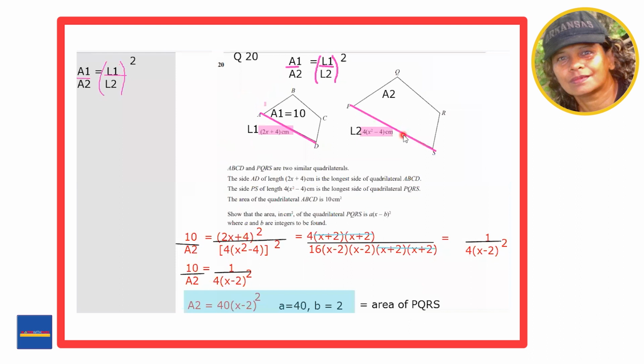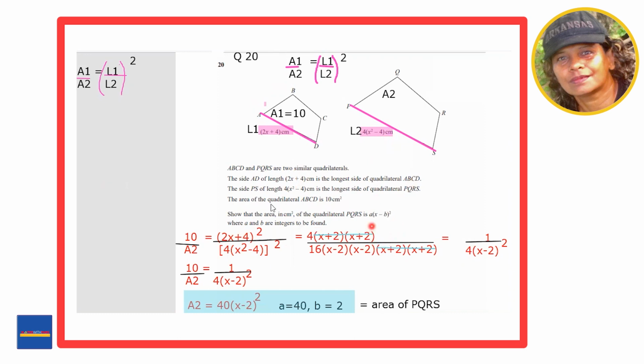Now let's move on to one more question, question 20. Here they have given us ABCD and PQRS, similar quadrilaterals, and they've given us lengths. They've said the side AD is the longer side of ABCD and the side PS is the longer side of PQRS. So those are the corresponding lengths that we look at. We've been given that the area of the smaller quadrilateral is 10, and we want to show that the area of the larger quadrilateral is some expression.